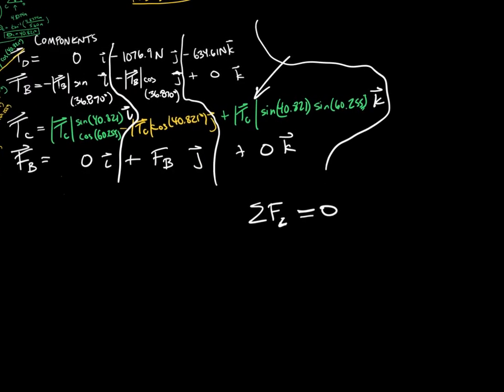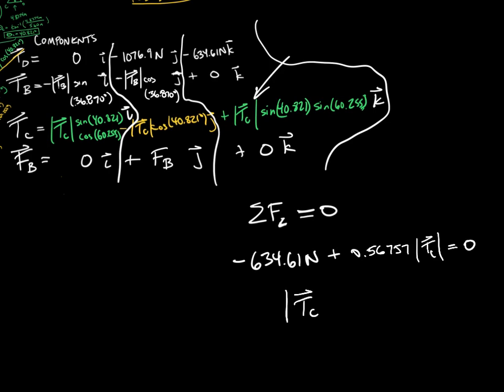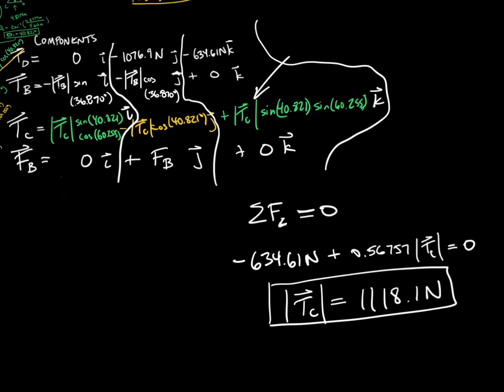If I write all these out, I'm going to say negative 634.61 newtons plus TC. Now I'm going to plug those numbers into my calculator because I don't want to write all that out again. If we do that, we get 0.56757 TC. So this problem all of a sudden is a lot easier. TC equals 1118.1 newtons. That makes our job much easier.